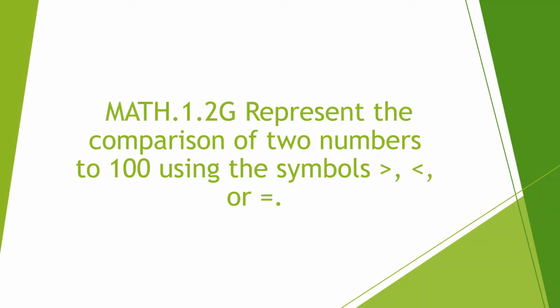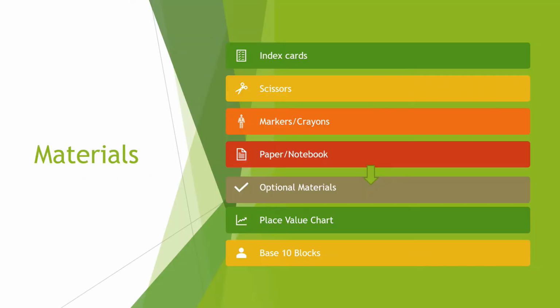Our objective today will be Math 1.2G: represent the comparison of two numbers to 100 using the symbols greater than, less than, or equal to. The materials you'll need for this activity will be index cards, scissors, markers or crayons, paper or notebook, and some optional materials will be a place value chart and base 10 blocks.